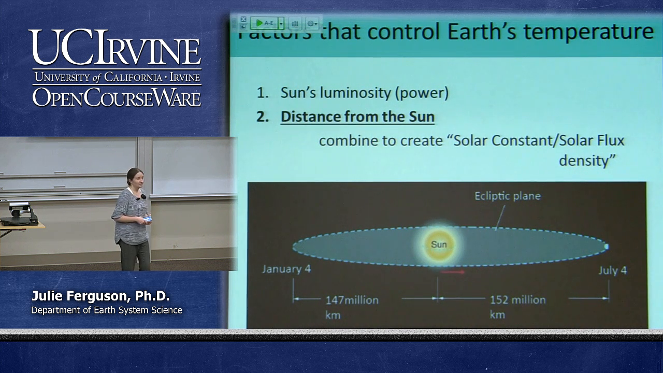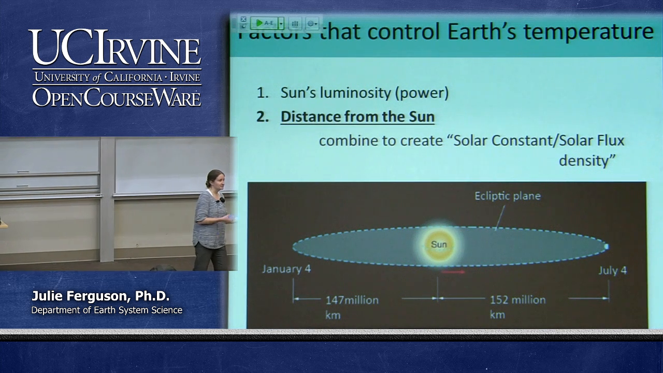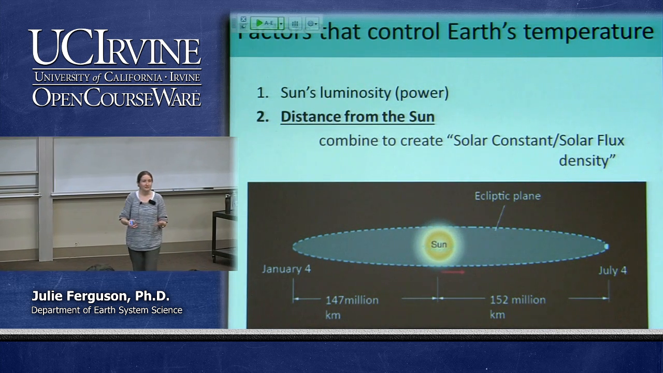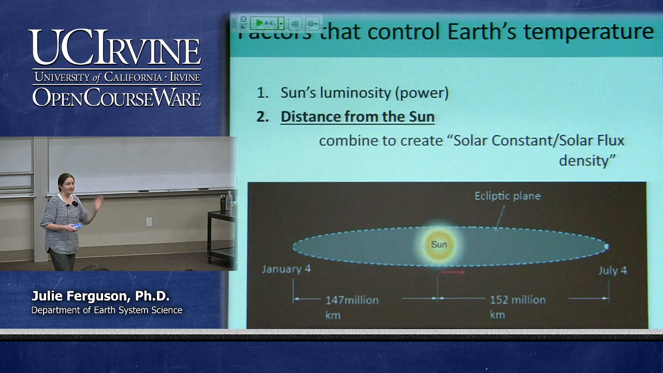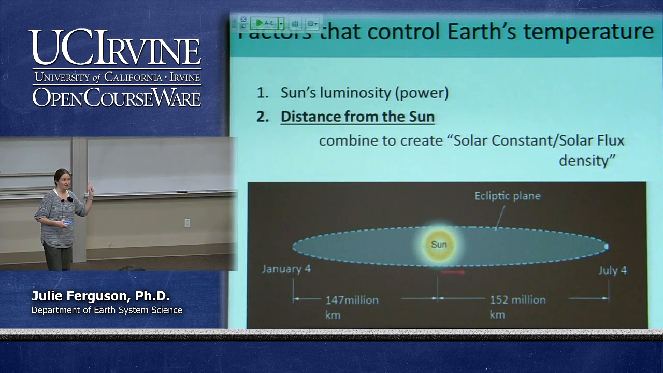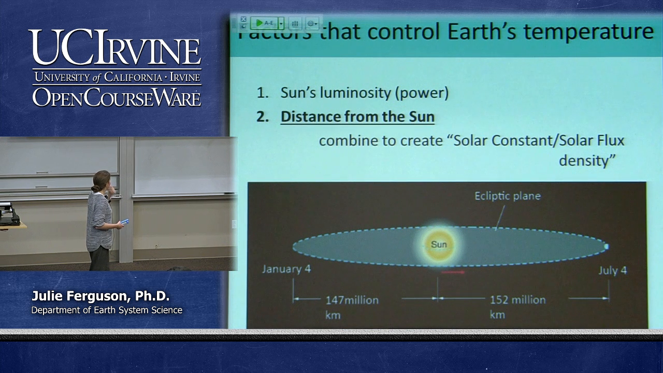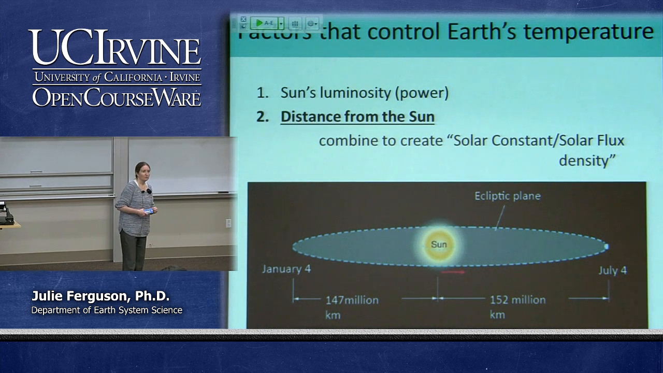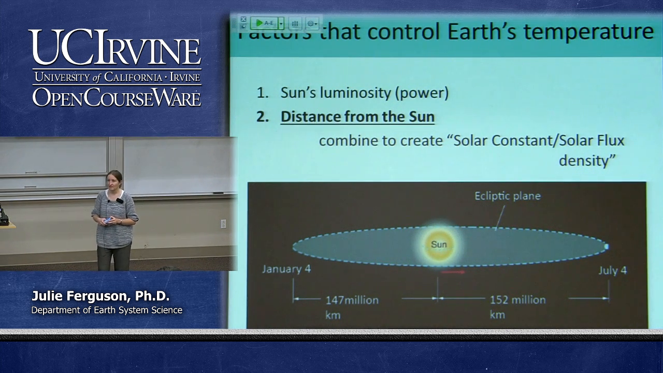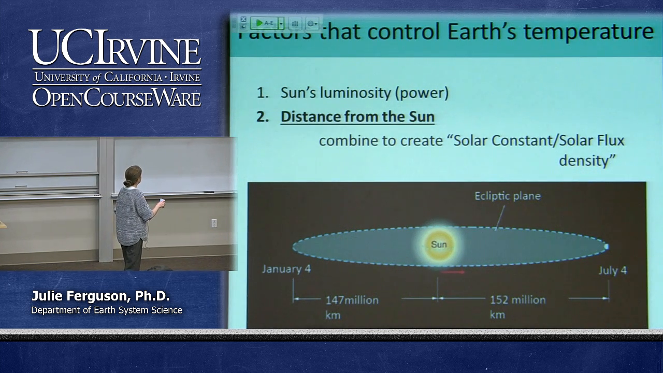The other thing that we need to think about is obviously our distance from the sun. If we're closer to the sun, we're going to get more of that energy, and so we're going to be warmer. And really, this doesn't fundamentally change through time. I do want to stress we're not moving further or away from the sun. But these two factors combine to create something that we call the solar constant, or it's also sometimes called the solar flux density. And it sounds really complicated, and again, it isn't.